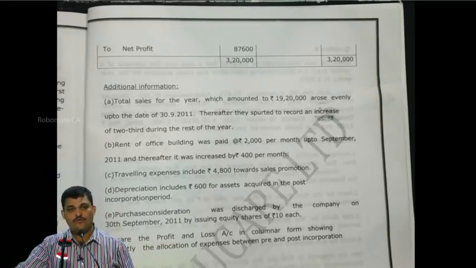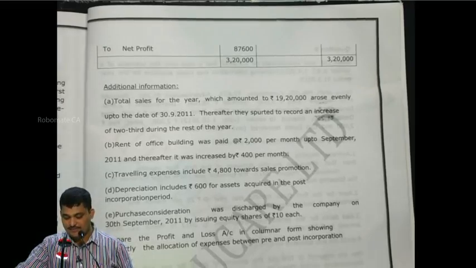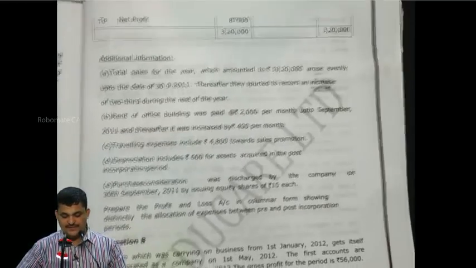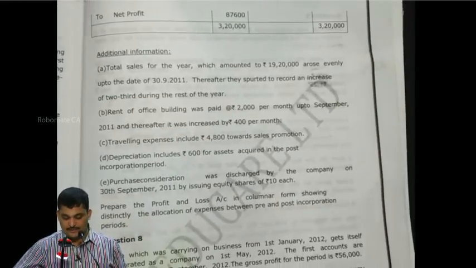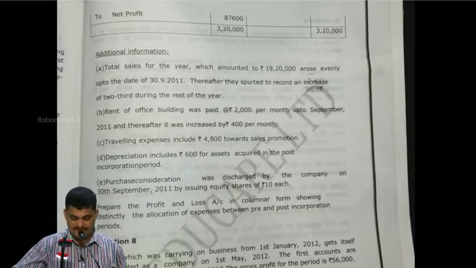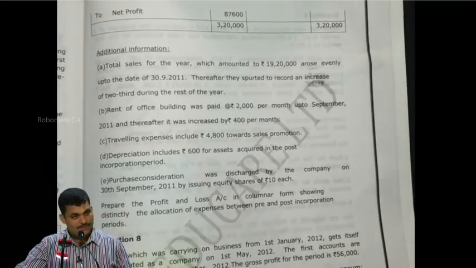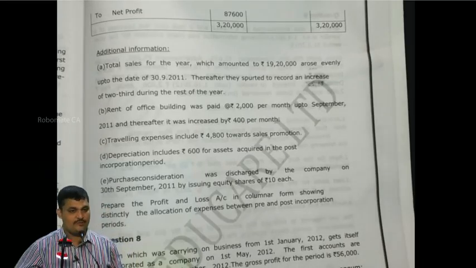Travelling expense includes 4,800 towards sales promotion. Depreciation includes rupees 600 for assets acquired in the post-incorporation period. Purchase consideration was discharged by the company on 30th September 2011 by issuing equity shares of rupees 10 each. Prepare the profit and loss account in columnar form, showing distinctly the allocation of expenses between pre and post incorporation periods.